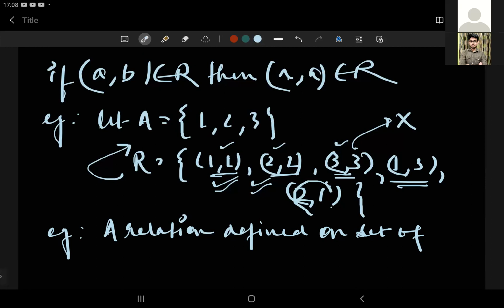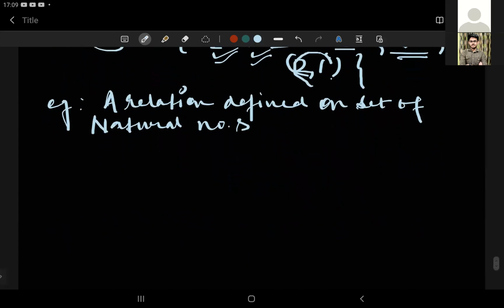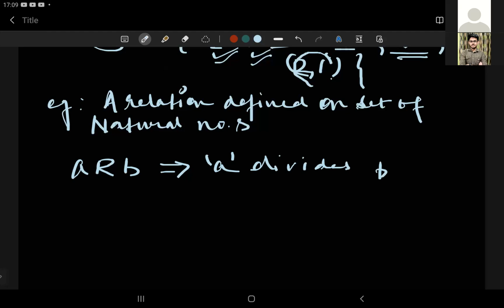The relation defined on, let's say, the set of natural numbers: a R b implies a divides b, for all a comma b.